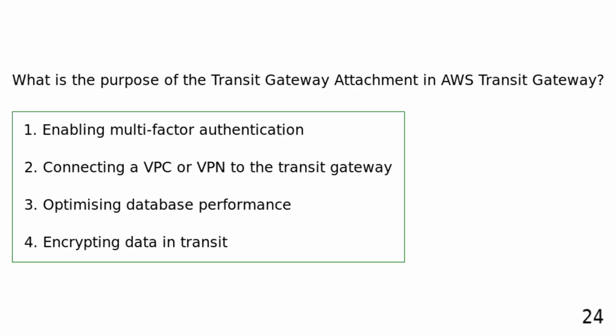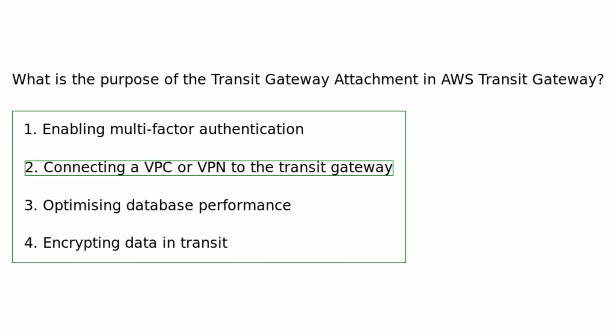What is the purpose of the Transit Gateway attachment in AWS Transit Gateway? Enabling multi-factor authentication. Connecting a VPC or VPN to the Transit Gateway. Optimizing database performance. Encrypting data in transit. The Transit Gateway attachment in AWS Transit Gateway is used to connect a VPC or VPN to the Transit Gateway, establishing the necessary network connections.